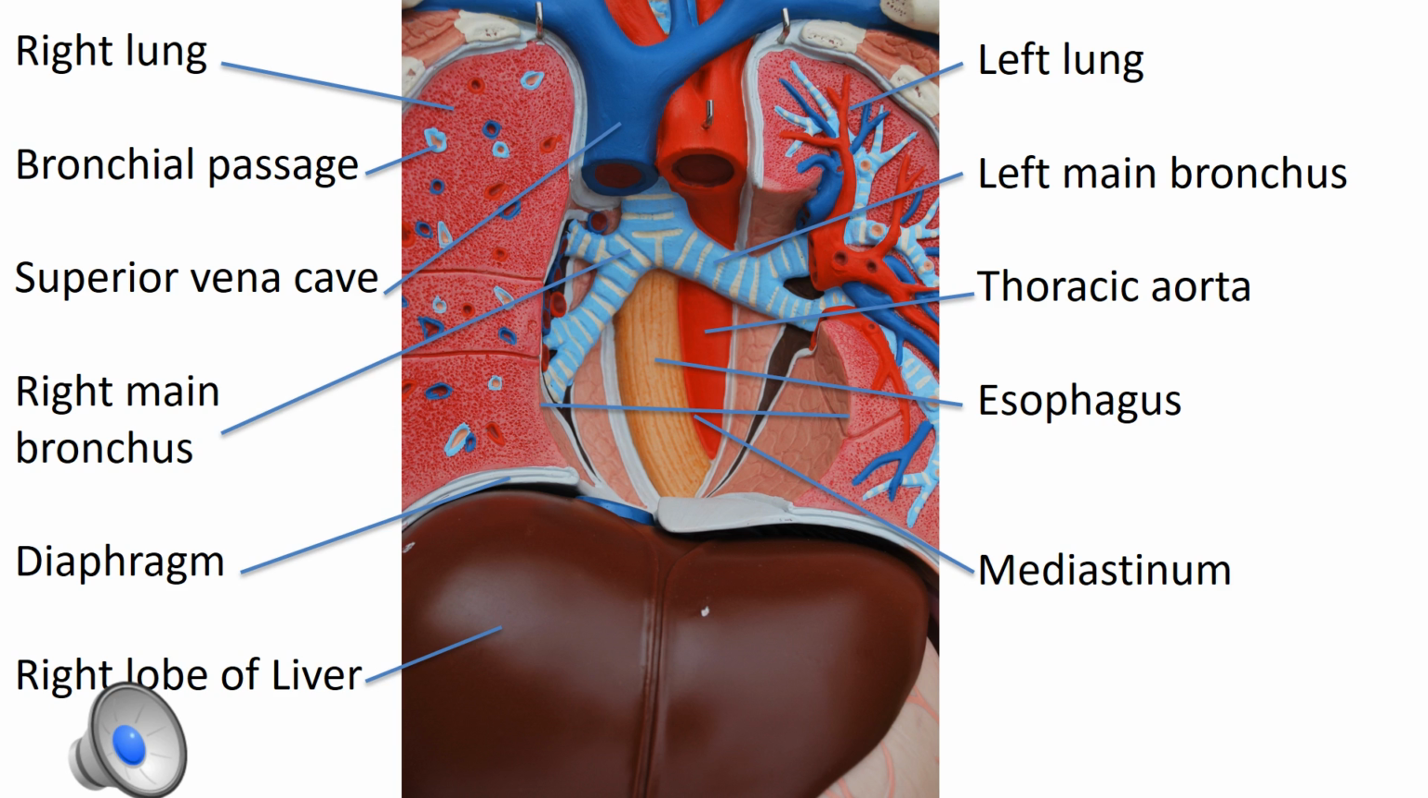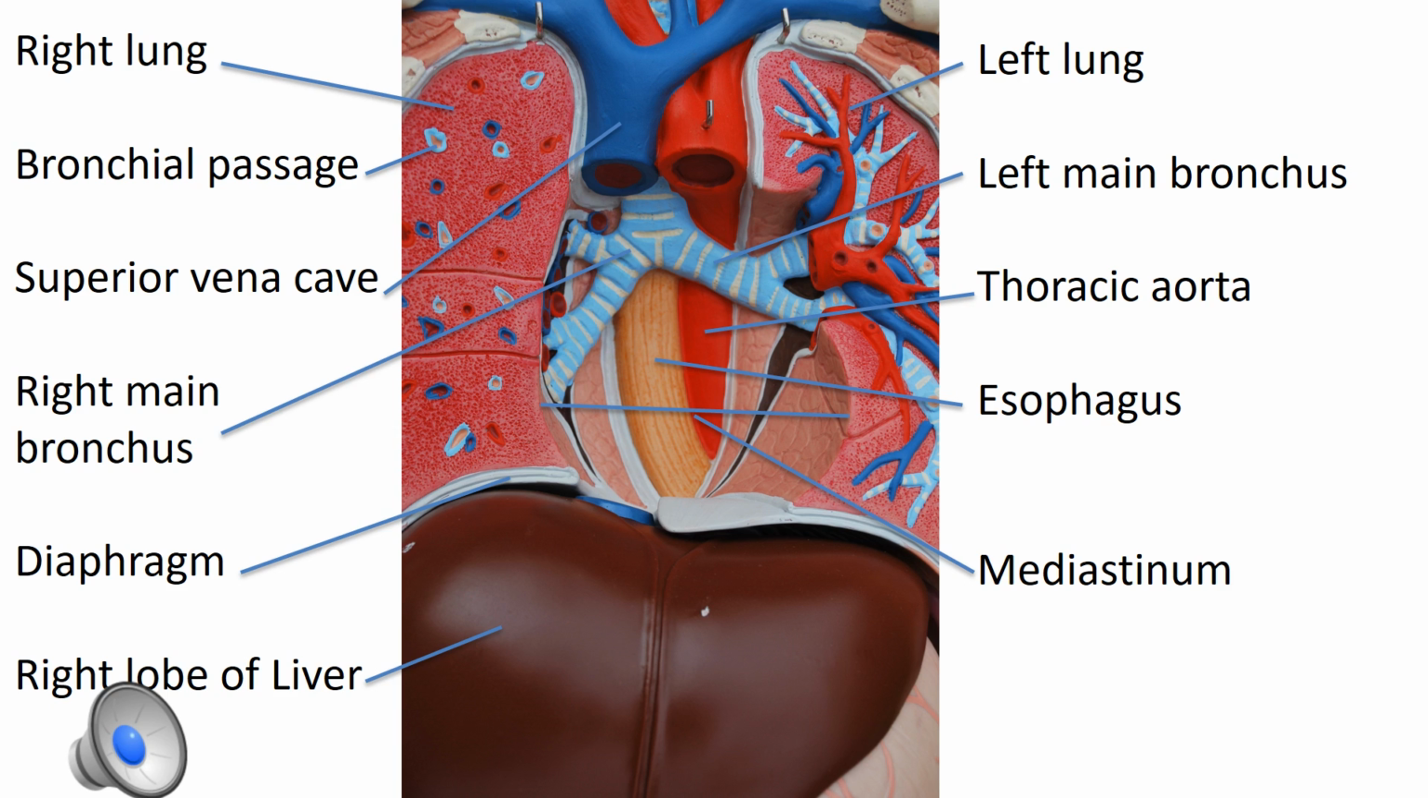Now here we've taken the heart out of the model altogether, and we can see the structures around the heart and the structures under the heart. So we notice the right lung with the bronchial passages and the pulmonary artery, or branches of the pulmonary artery and branches of the pulmonary vein. We notice the superior vena cava, which would drain into the right atrium. The trachea is coming down behind the major vessels, and we notice that that divides into the right and the left main bronchus going into each lung.